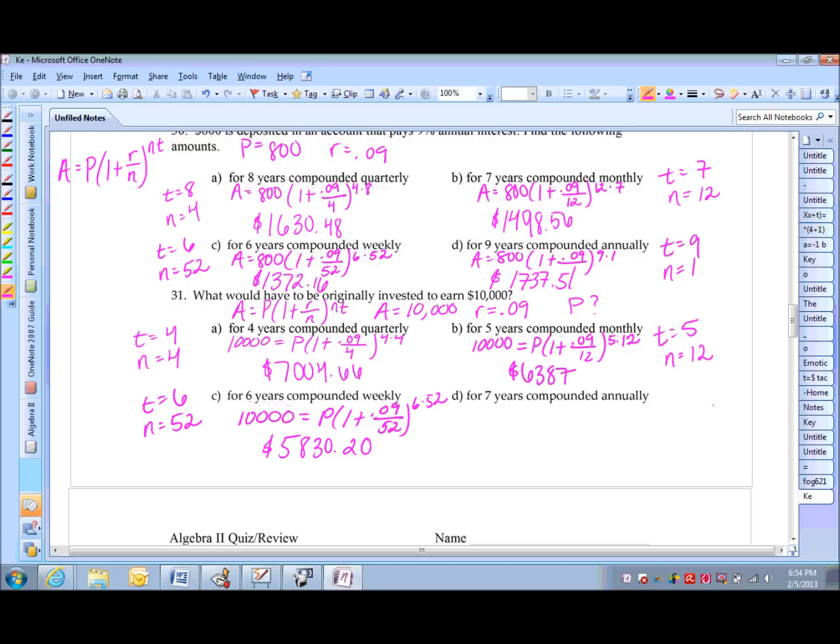In part D, it says for 7 years compounded annually. So T is 7 and N is going to be 1, so 1 time a year it gets compounded. So 10,000 equals P times 1 plus 0.09 over 1, raised to the 1 times 7. And when you enter that into your calculator, you should get $5,470.34.